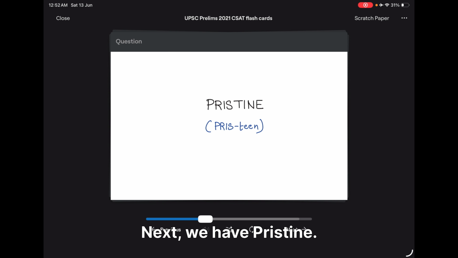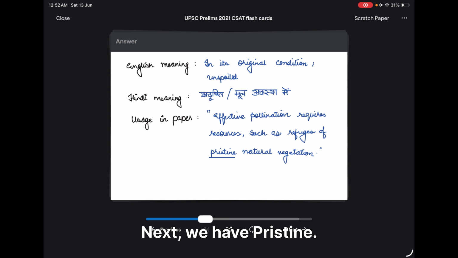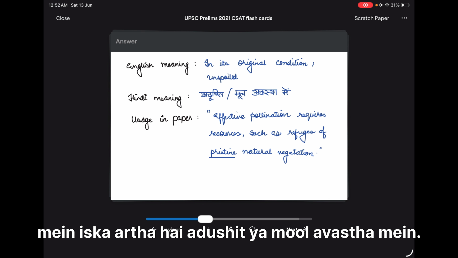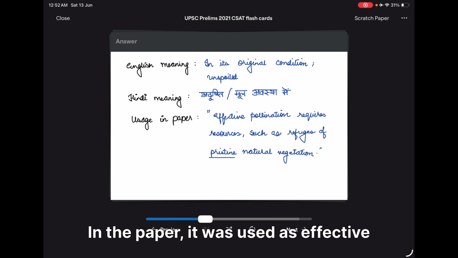Next, we have pristine. Pristine means in its original condition or unspoiled. हिंदी में इसका अर्थ है अदूषित या मूल अवस्था में. In the paper, it was used as effective pollination requires resources such as refuges of pristine natural vegetation.